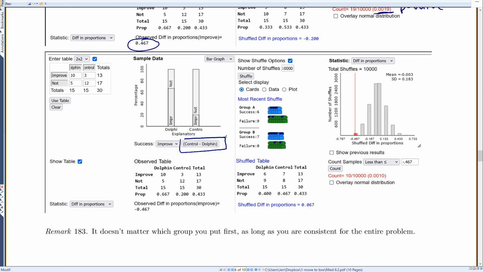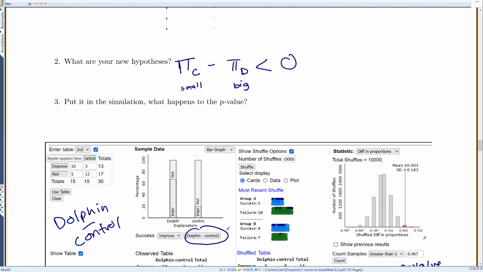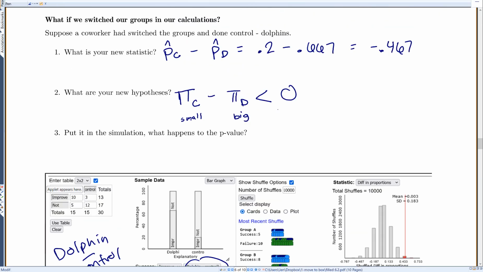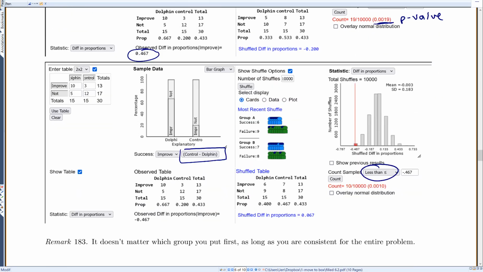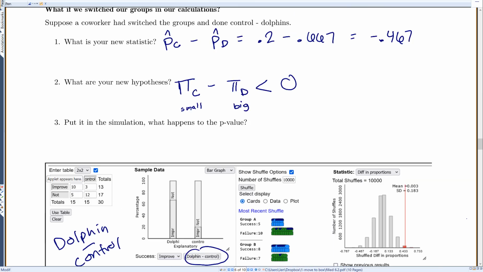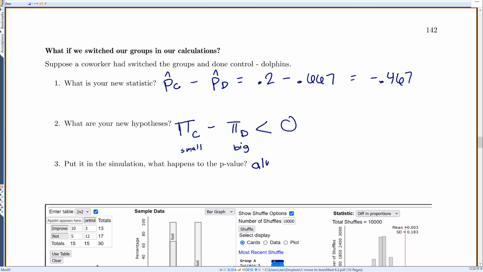Okay. So I switched it, I reshuffled, but now remember, what is my alternative hypothesis? My alternative is that it is less than 0. So I actually need to put in a less than, and I put in my negative 0.467. But notice that my p-value is very similar. Now, if I was doing this theory-based, they'd be exactly the same, but because this is a simulation, they're not exactly the same. Okay. But the p-values are very similar, so let's write that up above. So it's almost the same.